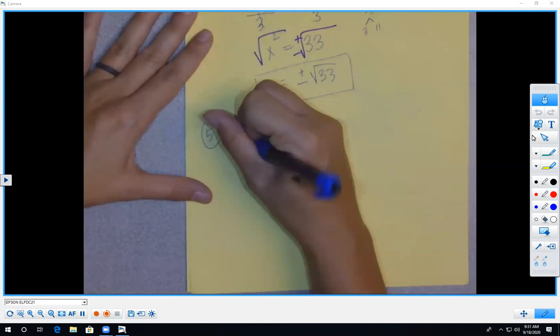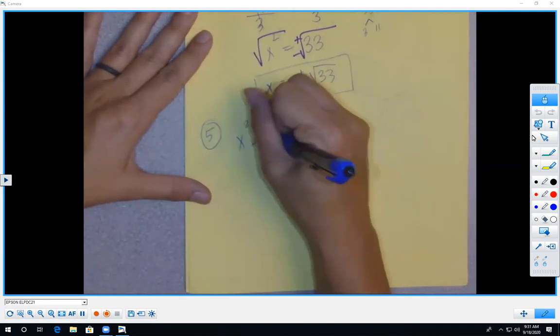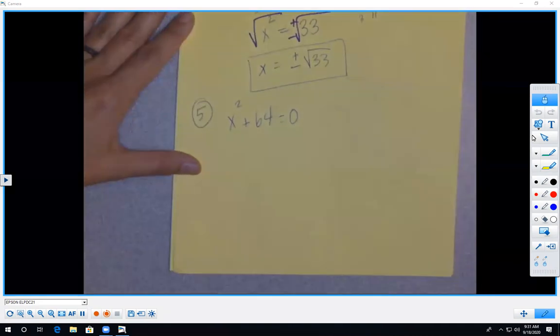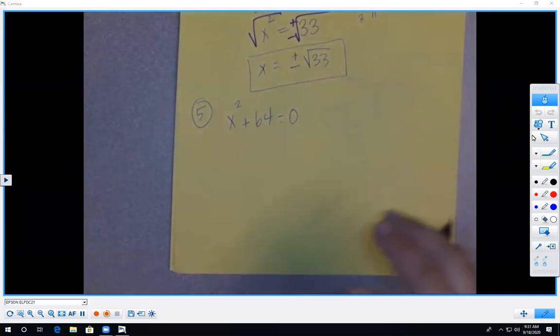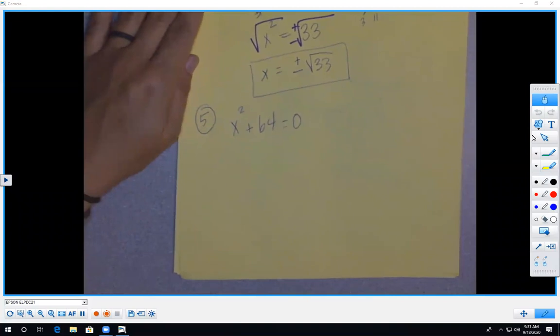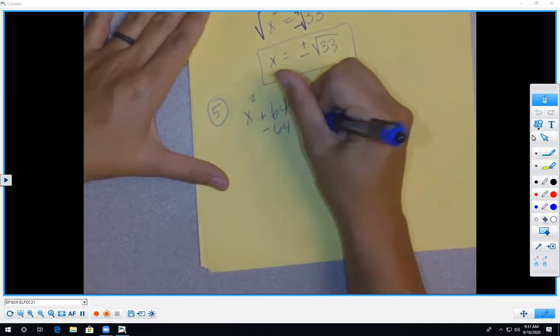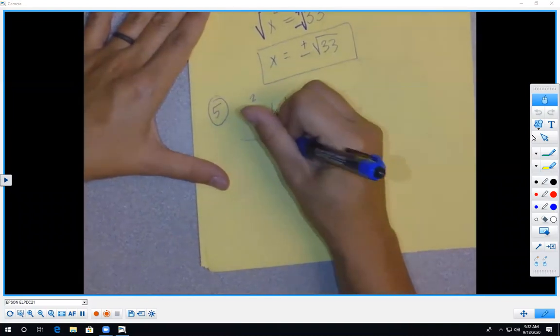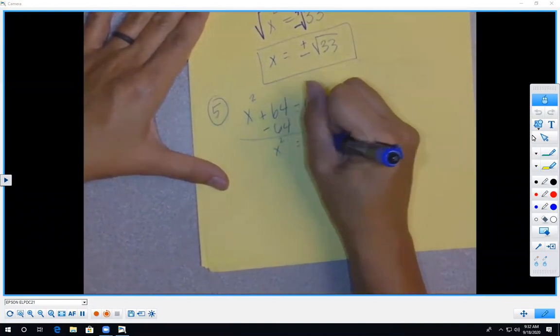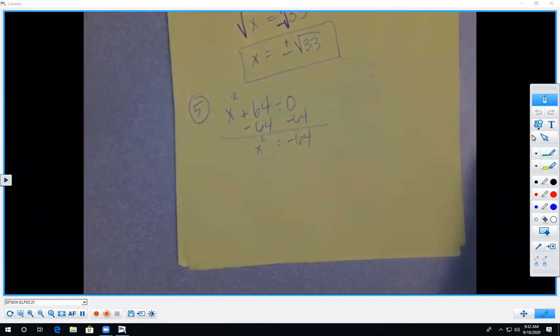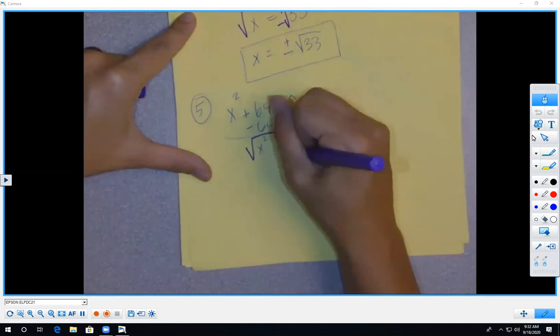If I had x squared plus 64 equals 0. Okay, how do I solve for x here? Subtract 64 from both sides, and I get x squared equals negative 64. How do I solve for x? Square root, don't forget your plus or minus.